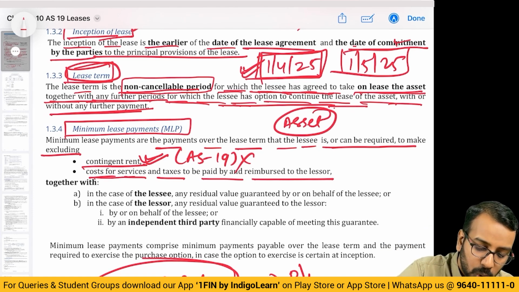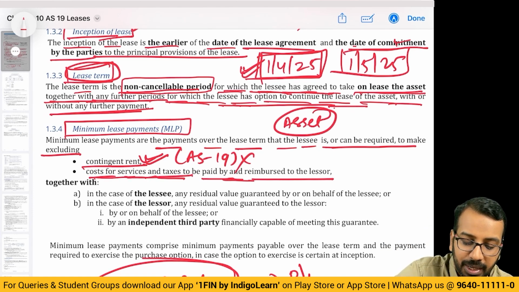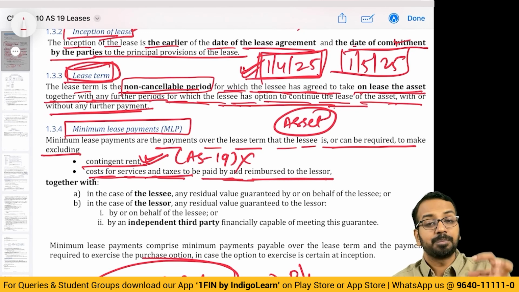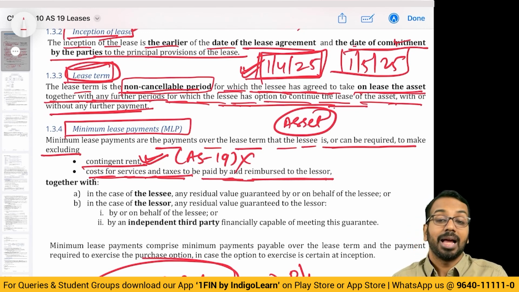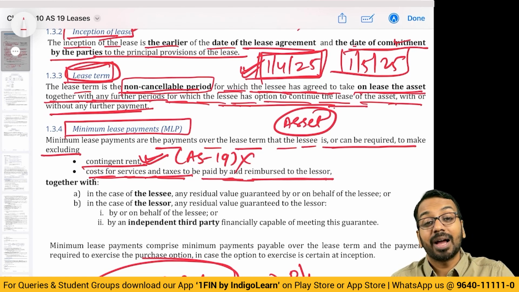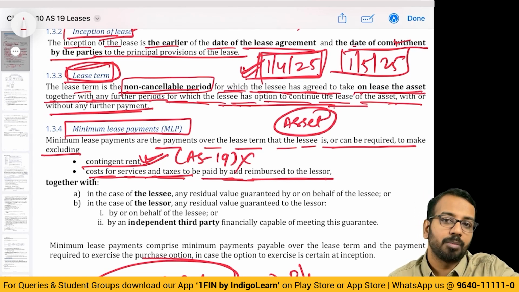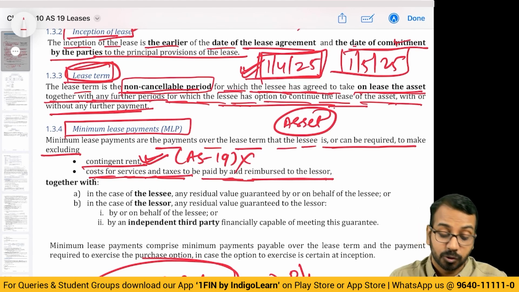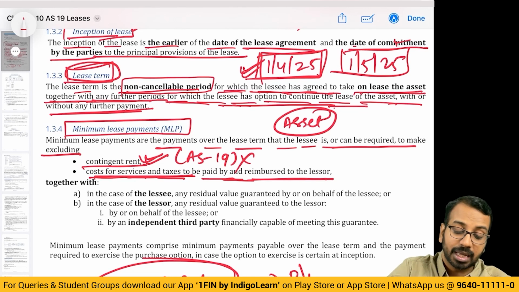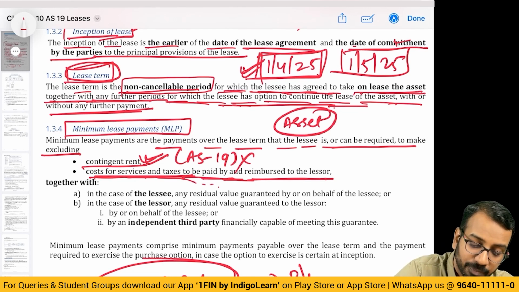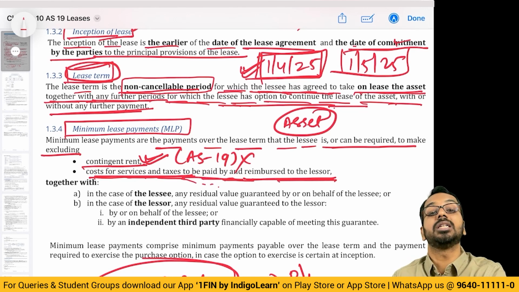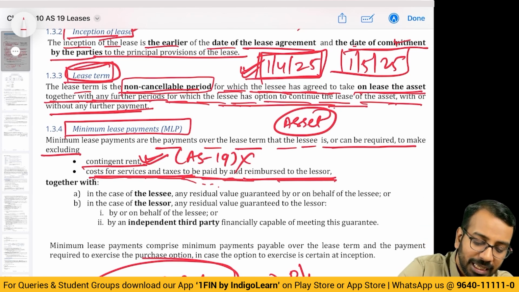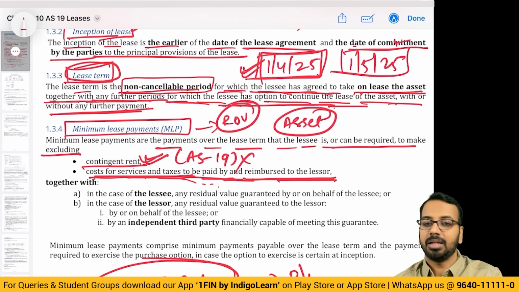Okay. Then cost for services and taxes to be paid and reimbursed to the lessor. So basically, if I take a building on rent and if I have to pay for maintenance services, that is not a part of my lease payment. Or if I have to pay, let us say, property tax on behalf of the lessor, that is also not a part of the lease arrangement. That is also not a part of lease payment. So any service or taxes that is to be paid or reimbursed to the lessor is not a part of the lease payment. Lease payment only covers payment towards the right of using the asset. Okay.